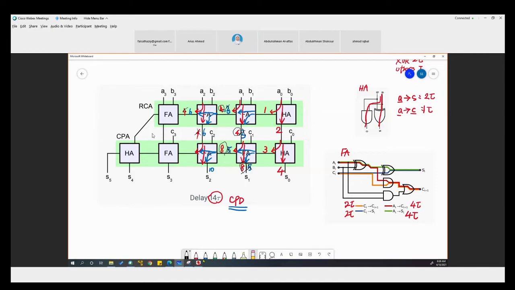Then 6 plus 4 is 10. Same thing. 6 plus 4 is 10. It's the same. And let me know if I'm wrong.